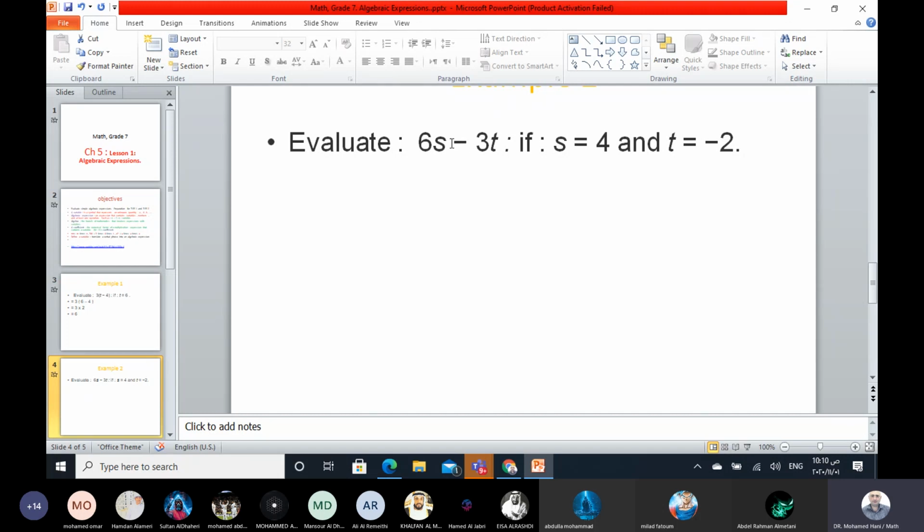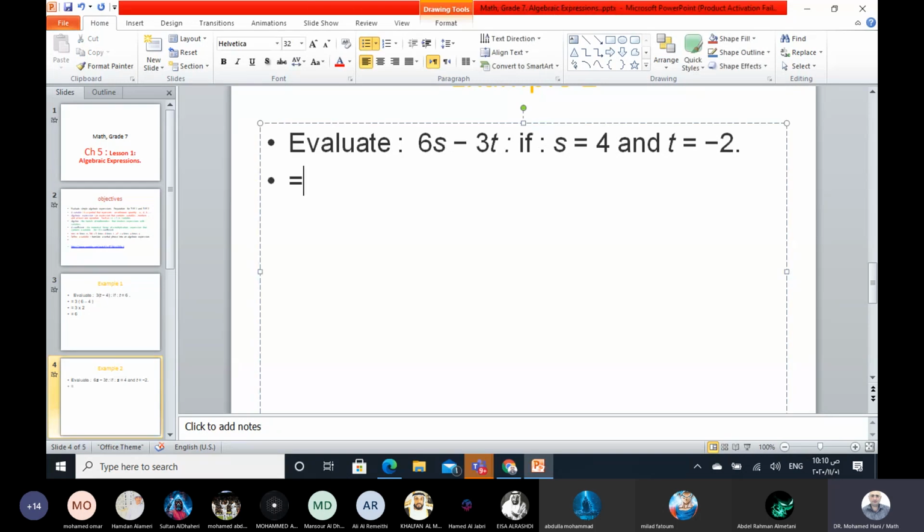And here we have just the operation minus. And we have multiplication between the coefficient and the variable. So here we have an algebraic expression. Now, if the value of s equals 4 and the value of t equals minus 2, find the value of the algebraic expression. 6s, the operation between 6 and s will be multiplication. So we can write 6 times the value of s, which is 4. So write here 4.